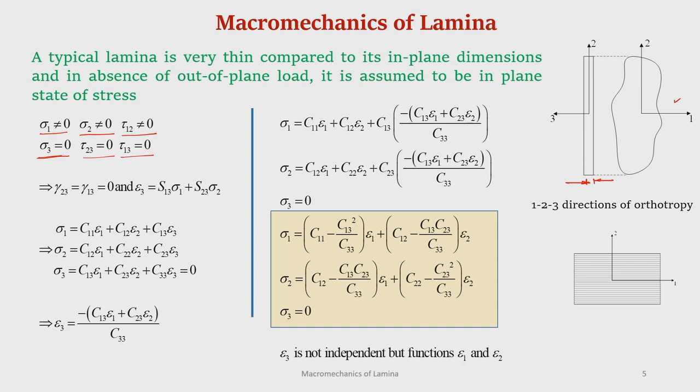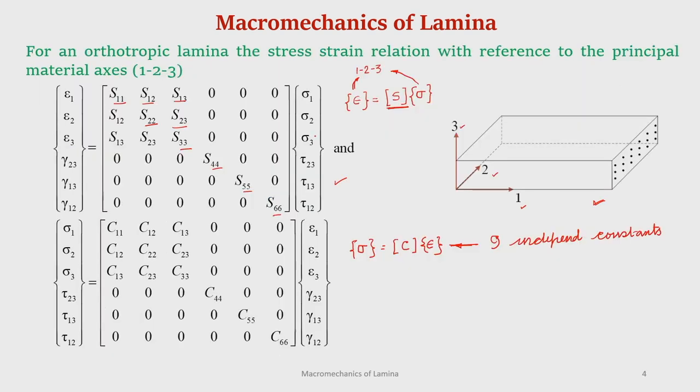Now, if we put this in here, these three stresses are 0. So we can write epsilon 1 as S11 sigma 1, S12 sigma 2, and the others are 0. Similarly, we can write epsilon 2 as S12 sigma 1, S22 sigma 2, others are 0, and epsilon 3 is S13 into sigma 1, S23 into sigma 2. So this is what we have written here.